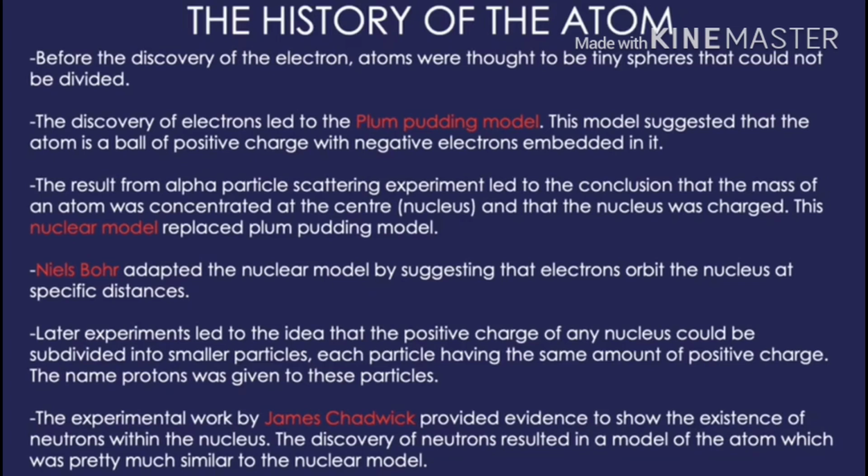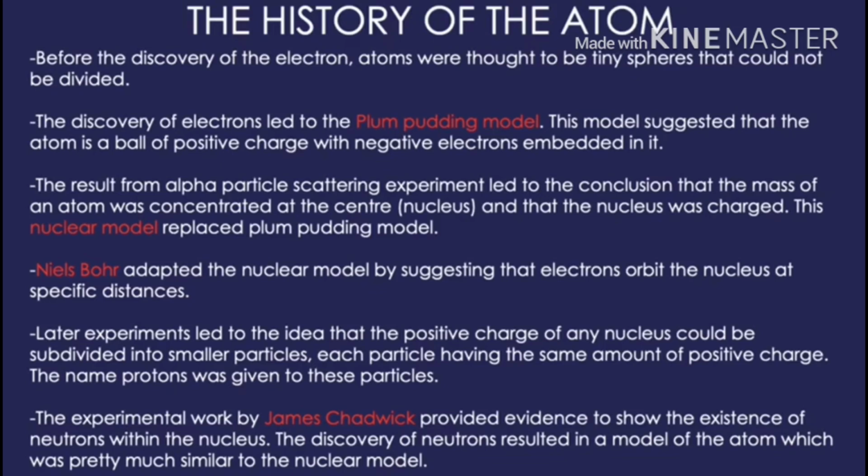So the first point is, before the discovery of an electron, atoms were thought to be tiny spheres that cannot be divided. The discovery of electrons led to the plum pudding model. This model suggested that the atom is a ball of positive charge with negative electrons embedded in it.